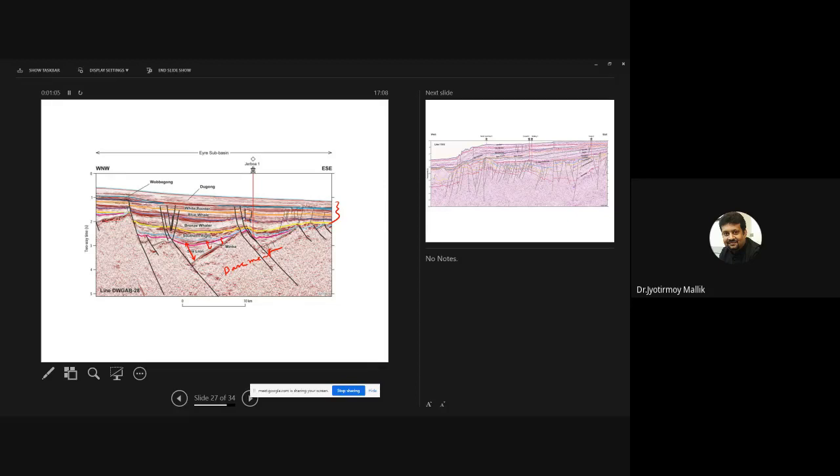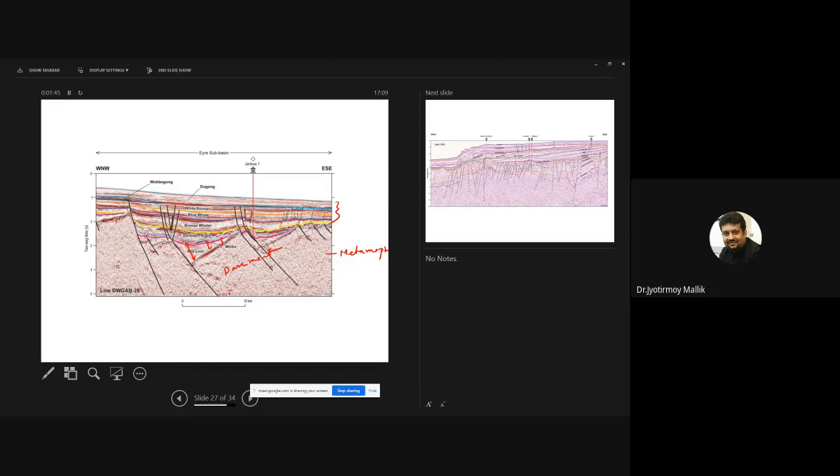Now, if I ask you to find out the traps, that would be another job for you. For example, we don't generally expect to have hydrocarbon in the basement, because basement is generally made of metamorphic rocks. So we have to look for the sedimentary strata here. That is where we will expect hydrocarbon. Okay, so where can we find hydrocarbon?